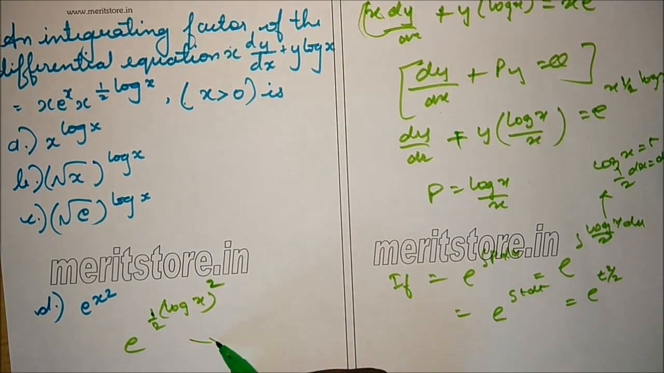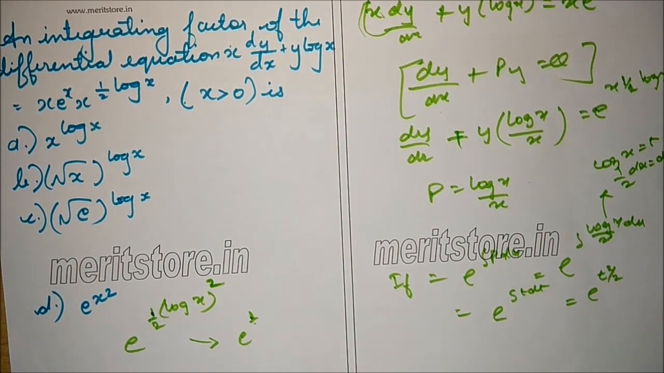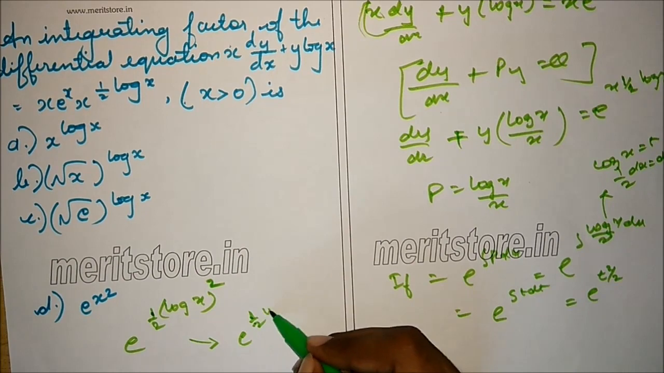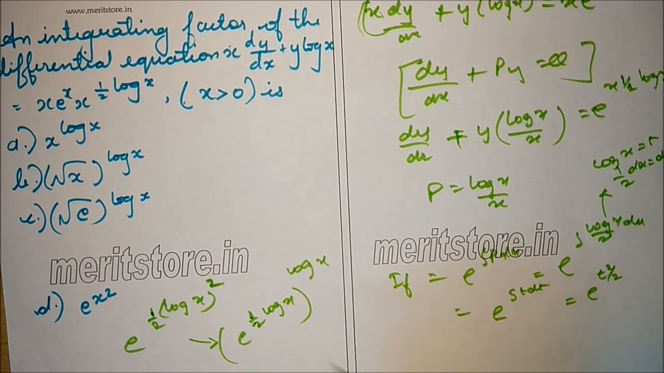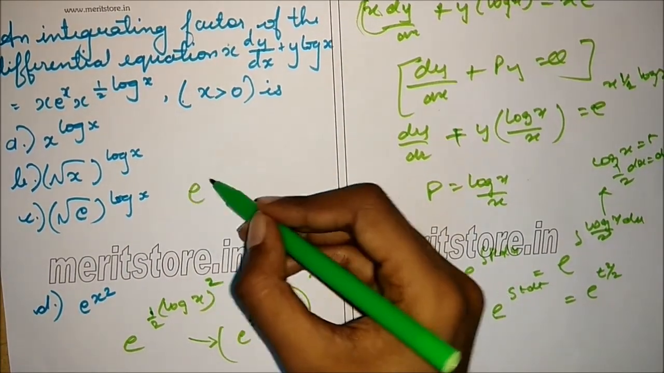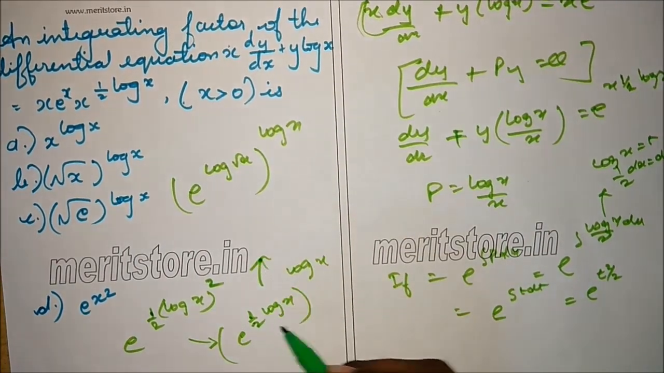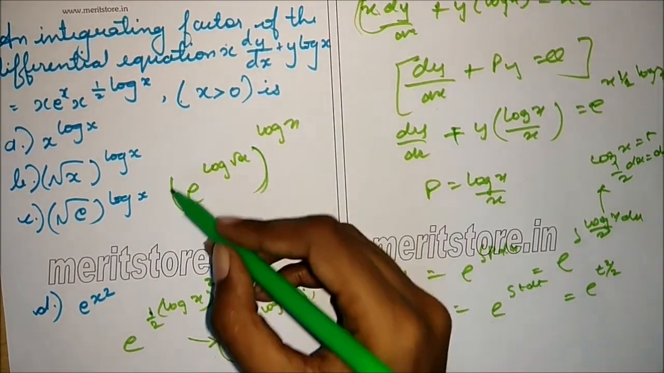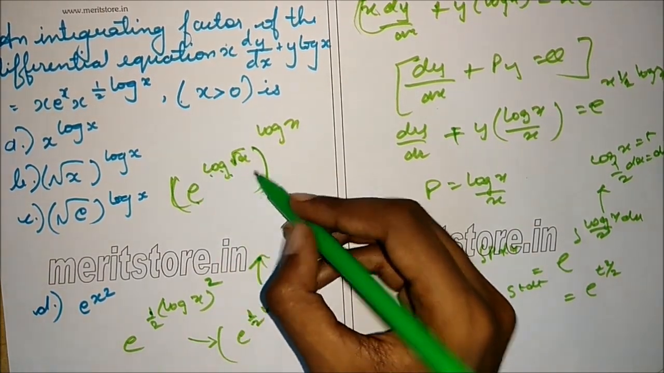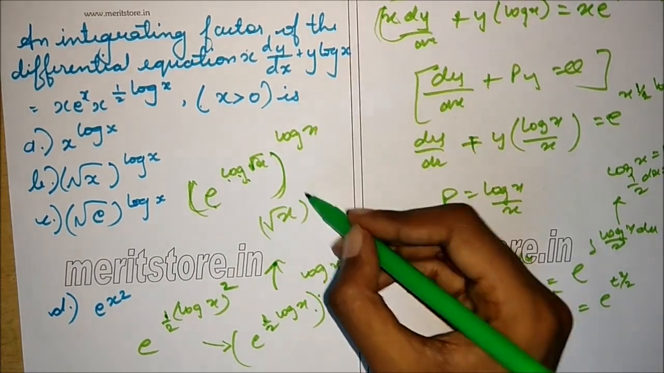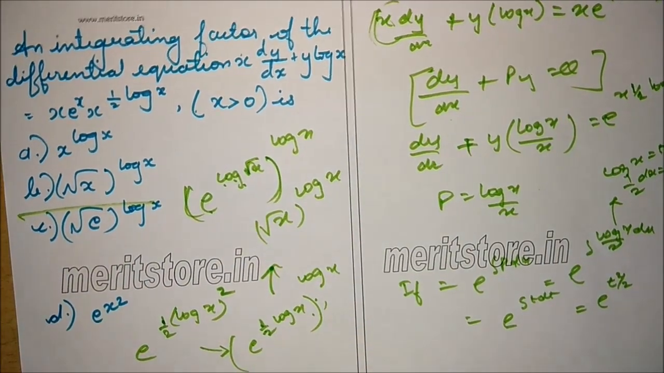That is, we can write e raised to half log x raised to log x, that is e raised to log of root x raised to log x. This we got from the law of indices. So e raised to log of root x to the base e is the same as root x, and this raised to log x. So the answer is C, root x raised to log x is the integrating factor.